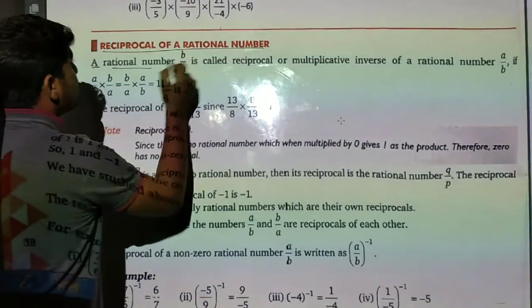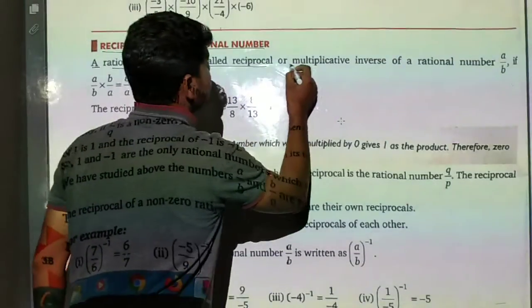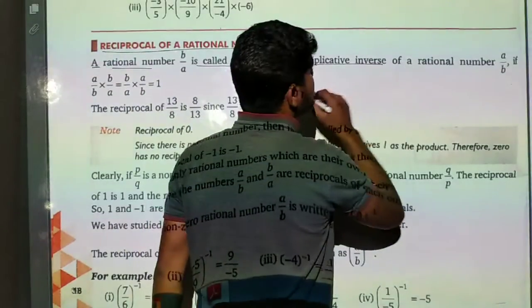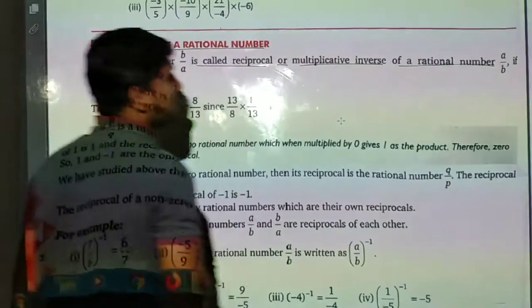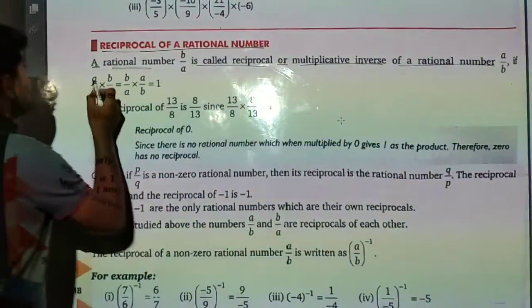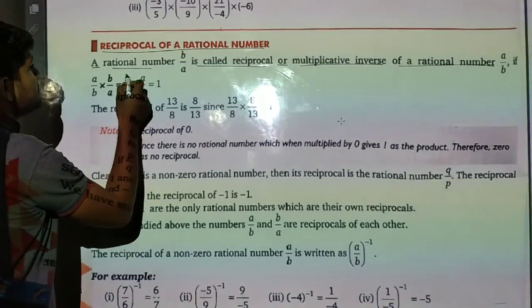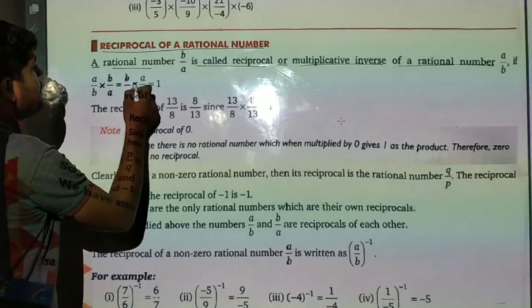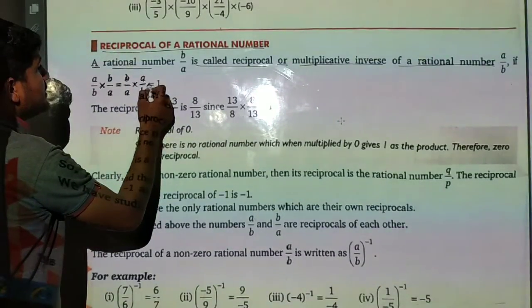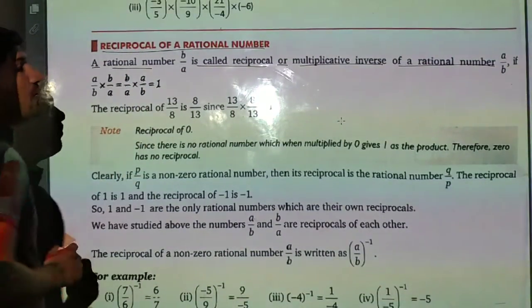A rational number b by a is called the reciprocal or multiplicative inverse of a rational number a by b if a by b multiplied by b by a is equal to b by a multiplied by a by b is equal to 1.